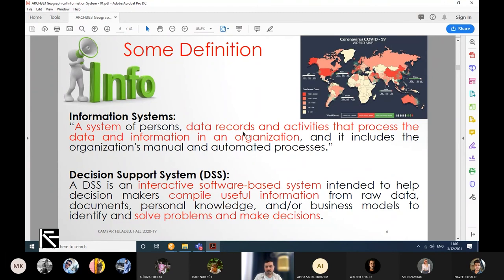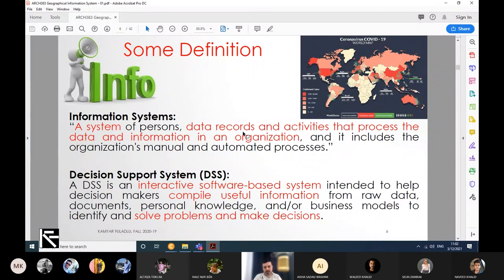A system is, let's say, a body or a group that has some members. They work together. They are combined together, and they have a certain aim. This is a system. We are a system together. We have some members. We are 13 people together.